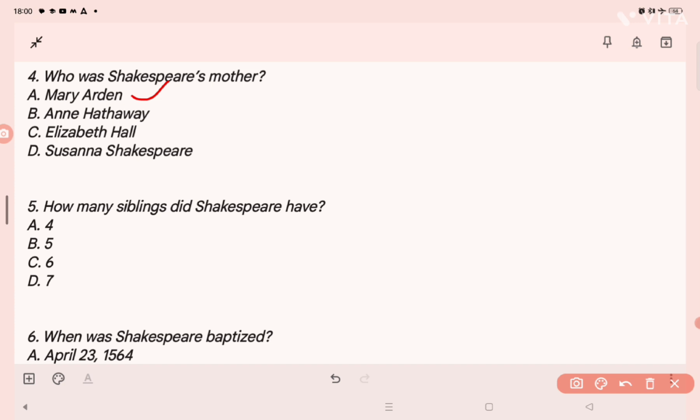How many siblings did Shakespeare have? Option C, 6. Shakespeare had a total of 7 siblings, not all of whom survived to adulthood.